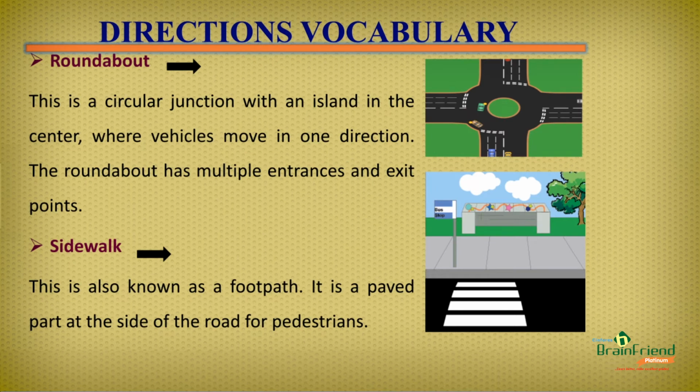We have the roundabout. Now, this is a circular junction with an island in the middle. You can see that vehicles move in one direction, and there are multiple entrances and exit points. Next, we have the sidewalk. The road can get busy sometimes, so we need a sidewalk for pedestrians, that is, people who walk on the road.